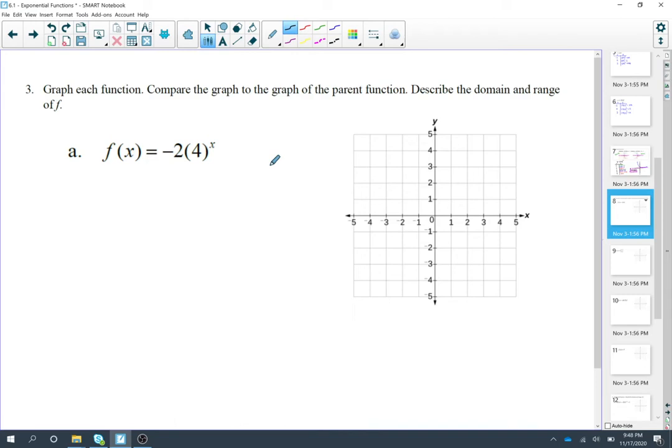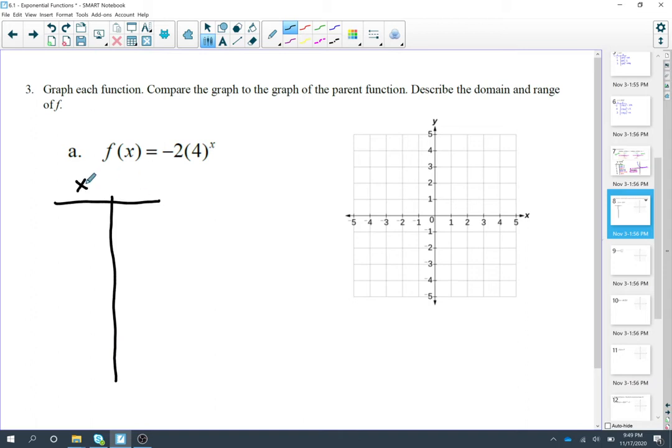Example 3. Graph each function, compare the graph to the graph of the parent function, which are the 4 functions that we just went over with the horizontal asymptote, and then describe the domain and range of f. So, example A, in order to graph this, we're first going to start by making a table.